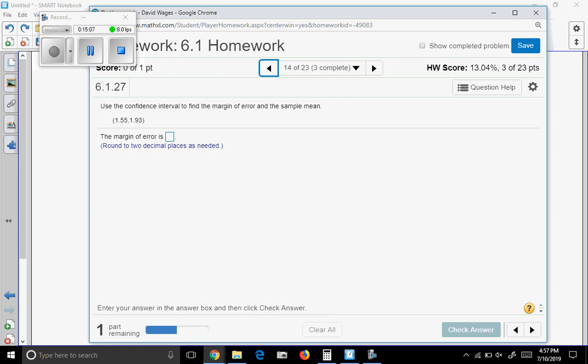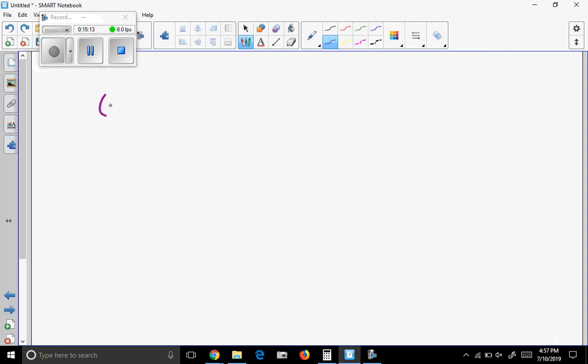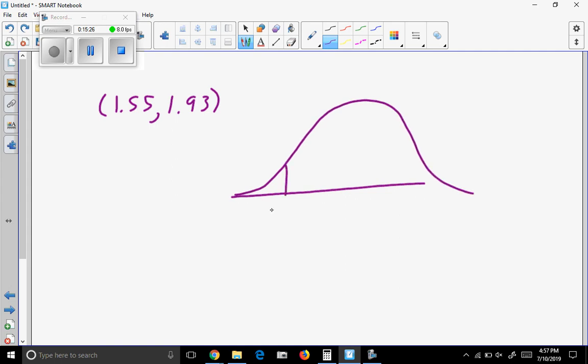So the next one, they give us the confidence interval and they want us to find the margin of error. So if our confidence interval goes from 1.55 to 1.93, just roughly sketch this. This is not a z-value, this is an x-value. Remember, we center this about the mean. So the mean is halfway between those. So the distance from the mean to that side is the margin of error. From the mean to that side is the margin of error.